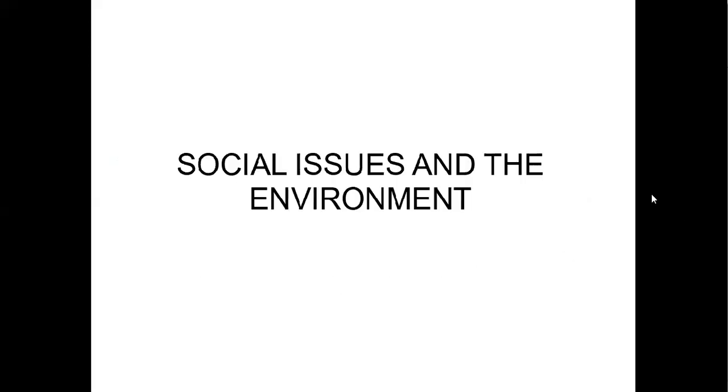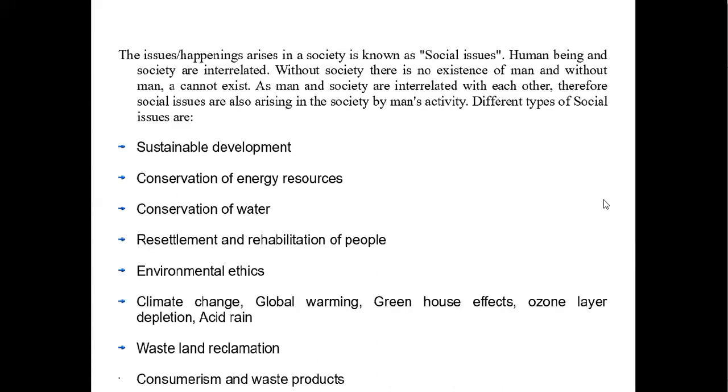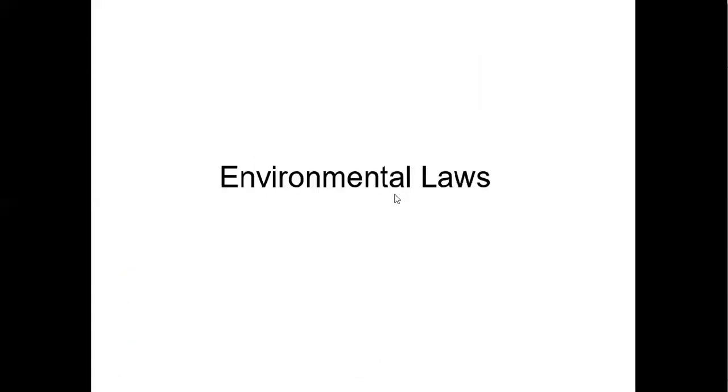And there are so many social issues also associated with environment. What are these social issues? The social issues like sustainable development, conservation of energy resources, conservation of water, resettlement and rehabilitation of people, environmental ethics, and climate change, waste reclamation, and consumerism and waste products. And finally, the last chapter is environmental laws. What is environmental law? Environmental law is not a single law. It is a collection of laws which is associated with protection of environment.